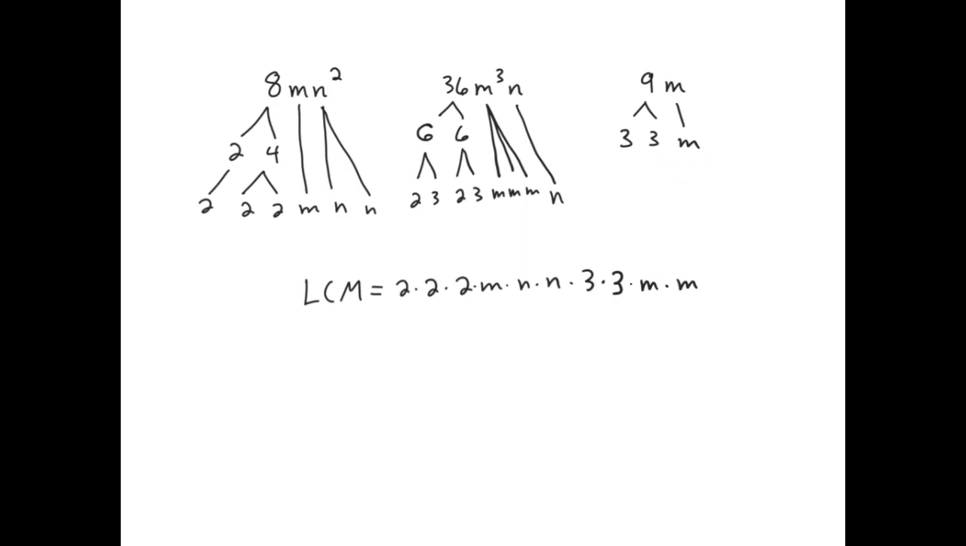But now I do need to multiply all of these together to see what I end up with for my final answer. When I multiply 2 times 2 times 2, that's 8, times 3 times 3, which is 9. So 8 times 9 is 72. And then I've got m multiplied 3 times, so I write m to the 3rd. And n is multiplied twice, so I write n to the 2nd. And my LCM is 72, m to the 3rd, n squared.